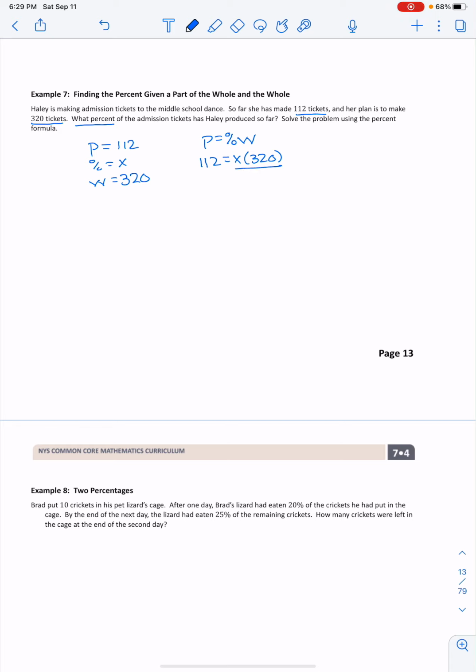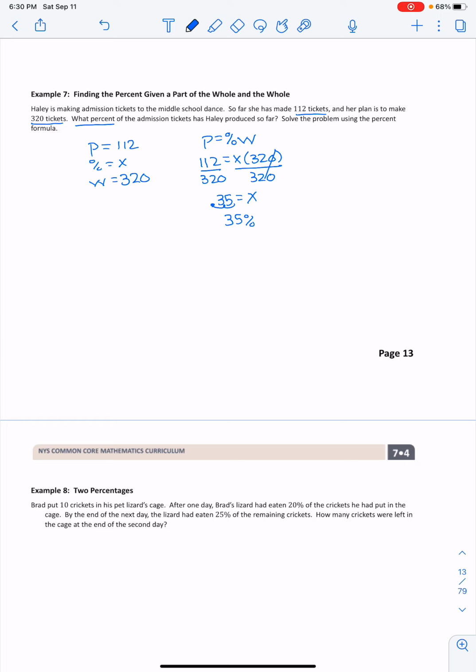So I'm going to divide both sides by 320. So now I have X equals 0.35, but I have to change it to a percent. So I'm going to move it over 2 spaces to my right, and I have 35% that she has produced so far.